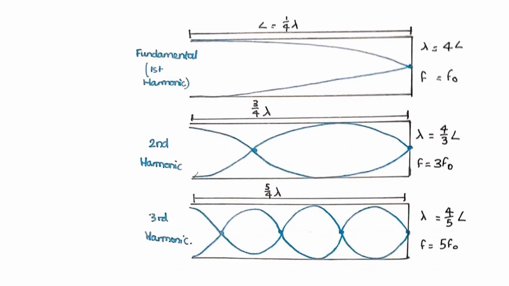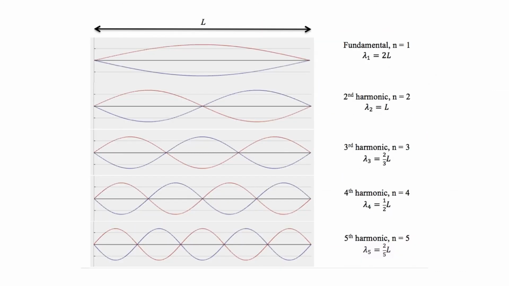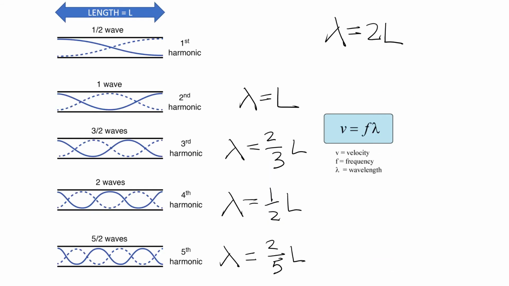This is just the harmonics of an open end and a closed end. Similarly here, when you have pieces of a string, these are the harmonics. And here, if both ends are open, these are the harmonics.